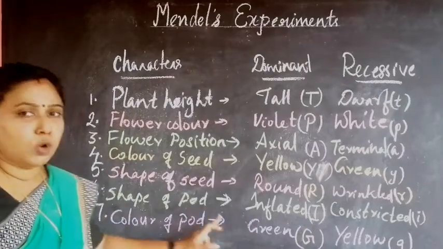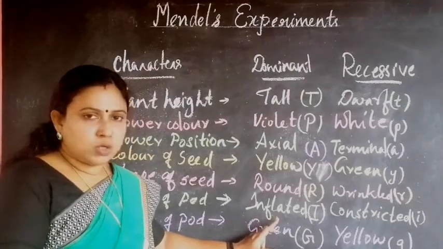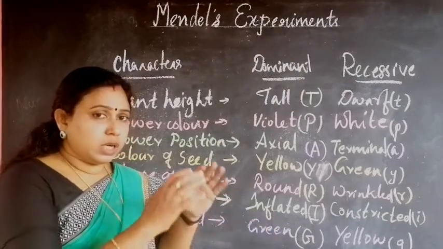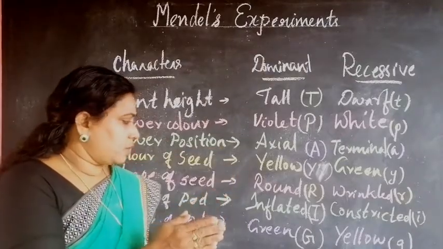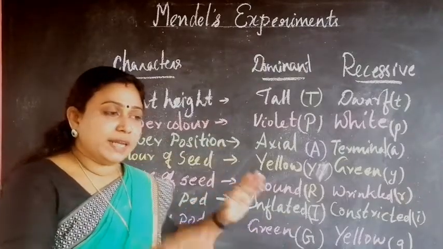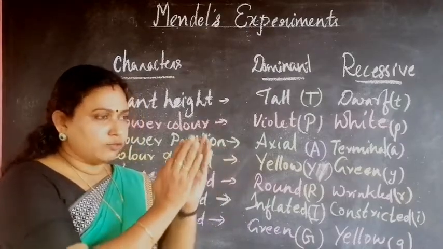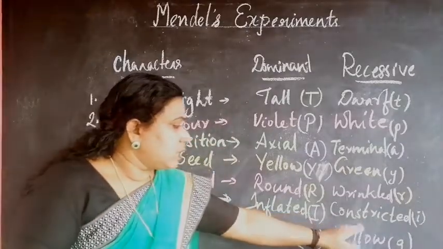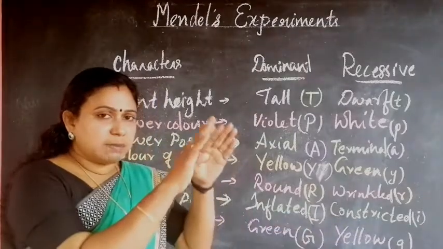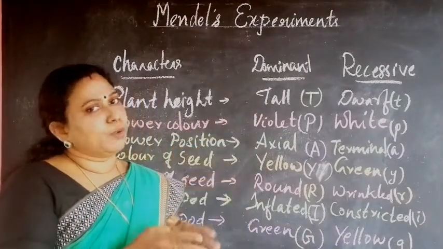And the shape of pod. The pod is the structure in which the seeds are enclosed. The pods are either inflated, which we can see as a round or flattened structure, or the other one is constricted. We can see some constrictions on the pod.